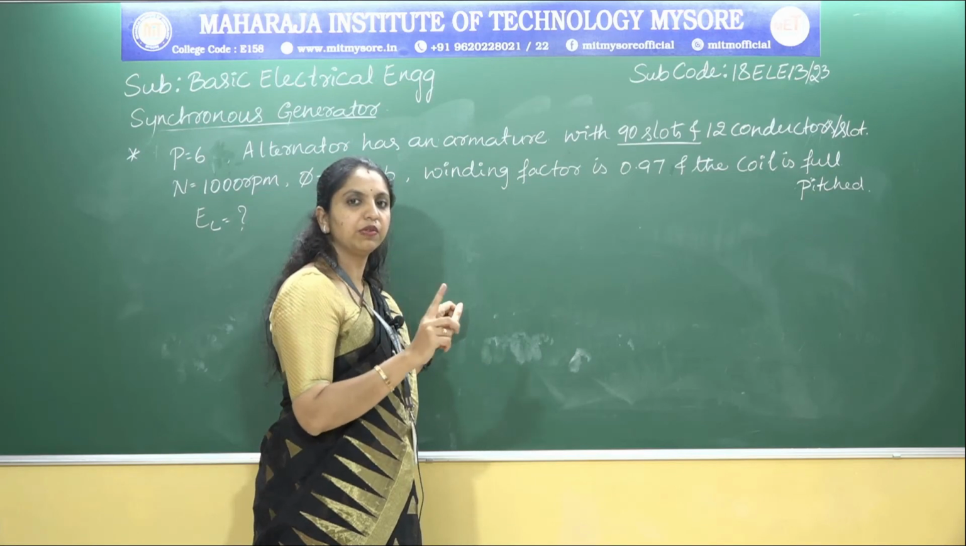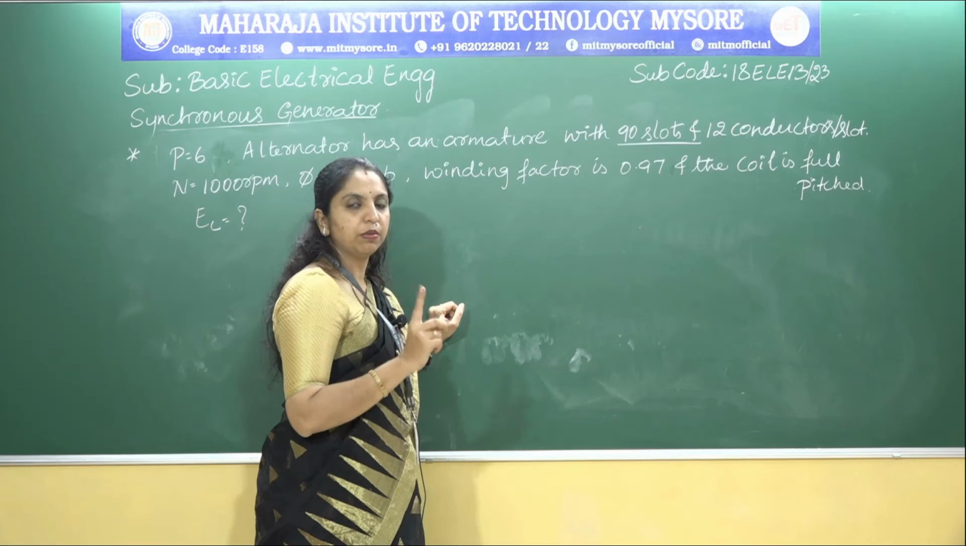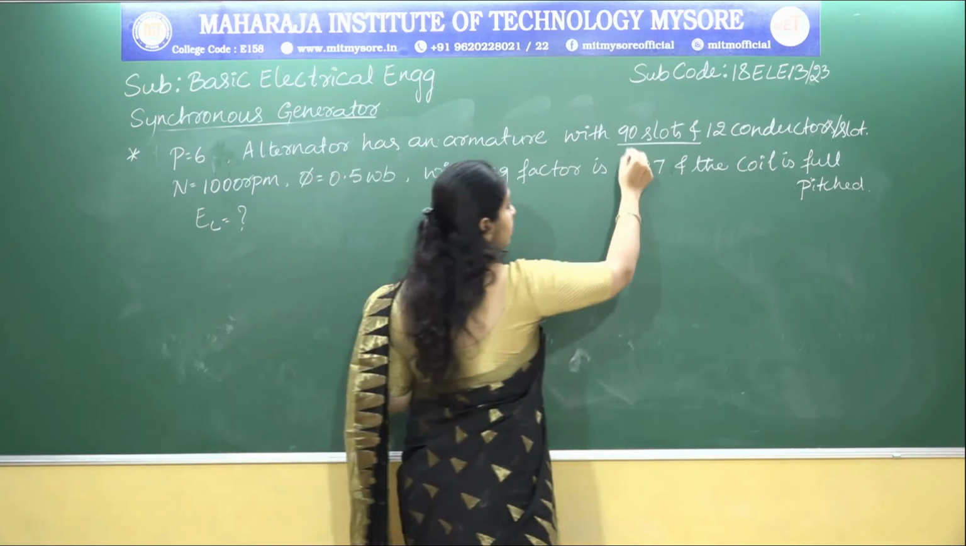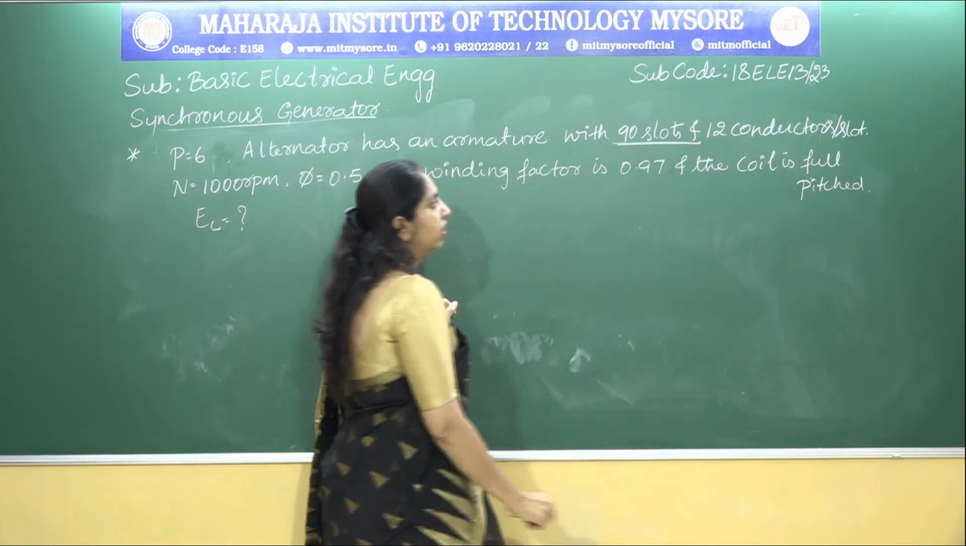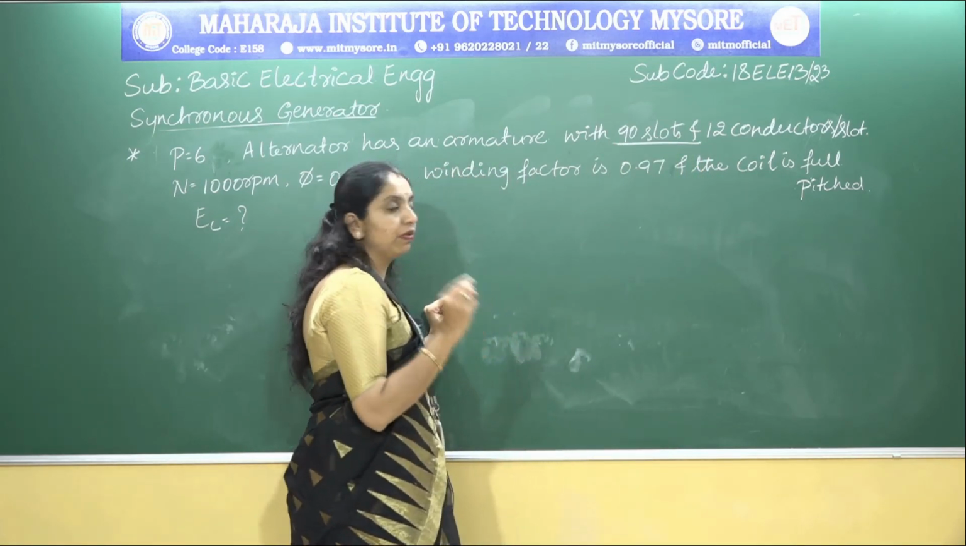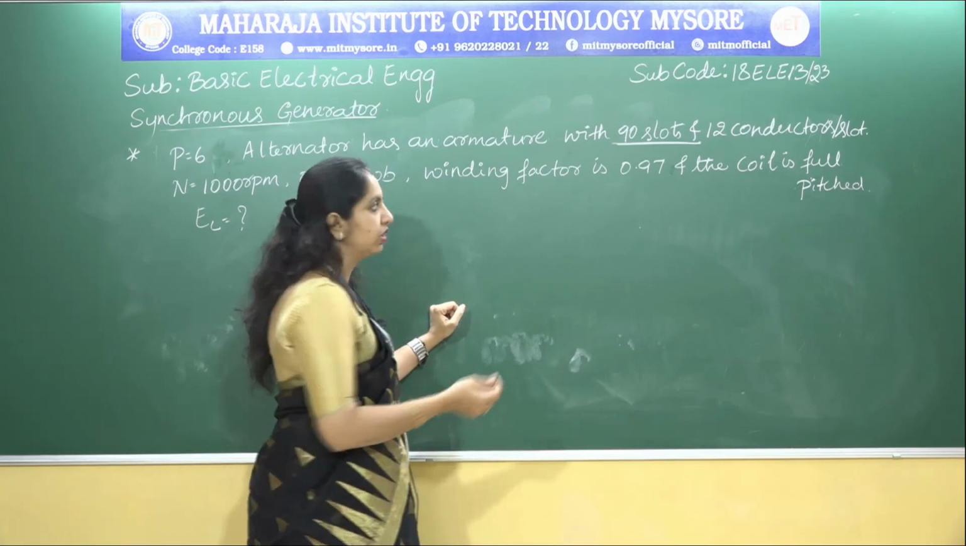In the earlier problem, what was the unit? It was slots per pole. Remember, in the previous problem it was slots per pole, but here the value given is 90 slots. It is not per pole. So you have to be very careful while simplifying the value of ZPH.